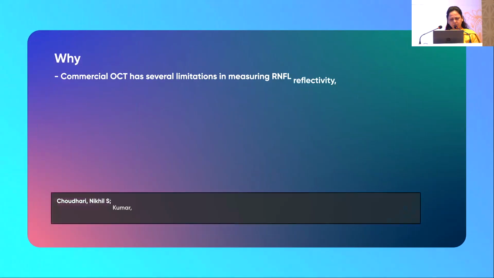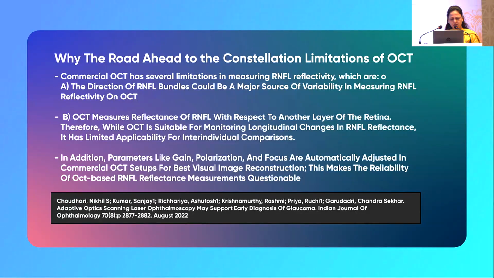Also, to overcome this, many changes in the OCTs were made, which had their own limitations, especially when it comes to the direction of the RNFL bundles or the reflectance of the RNFL when compared to the other layers of the retina itself. That means OCT has limited applicability for inter-individual comparisons. Now, next what? Everything has a limitation.